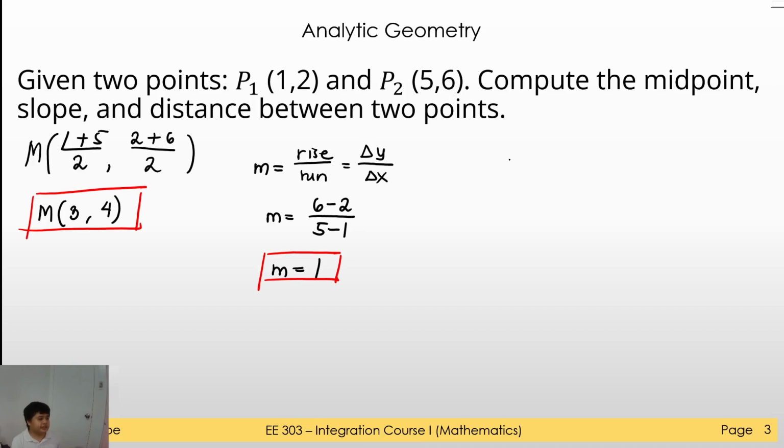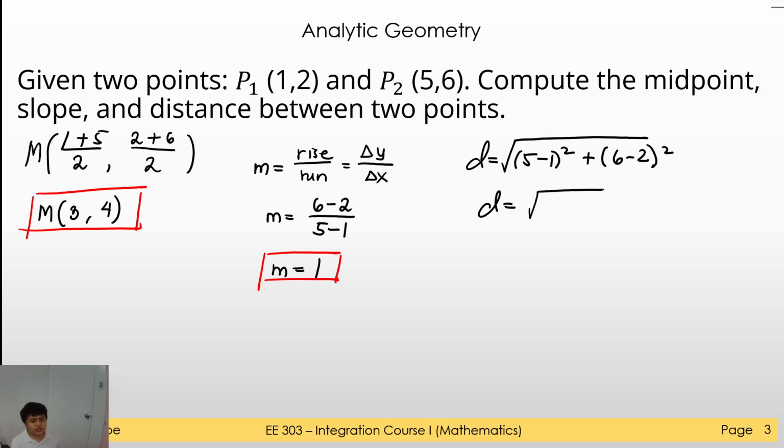Okay, and then the distance between two points, how do you find the distance? The distance is equal to the square root of the sum of the squares of their differences. So we have to find the difference in each coordinate. We have 5 and 1, so 5 minus 1, and then square that. And then we have 6 and 2, and then square that as well. So the distance here is equal to 4 squared, so 16, plus 2 squared, which is 4. So this will be equal to the square root of 20.